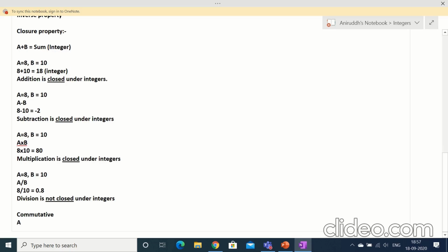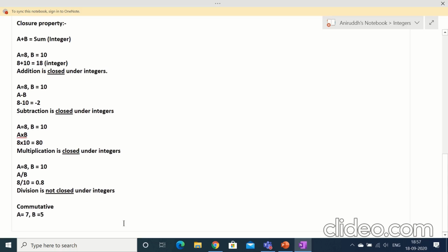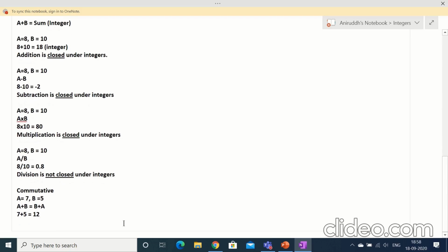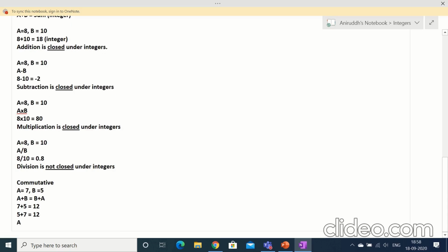So for A, we will give the variable the number 7 and B as 5. A plus B is equal to B plus A. So 7 plus 5 is 12. Now let us reverse this. 5 plus 7 will give you the same integer. So we say that addition is commutative under integers.